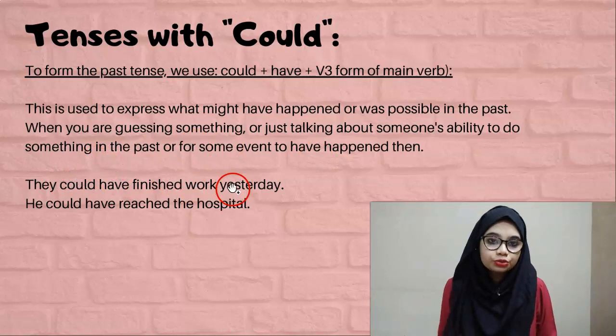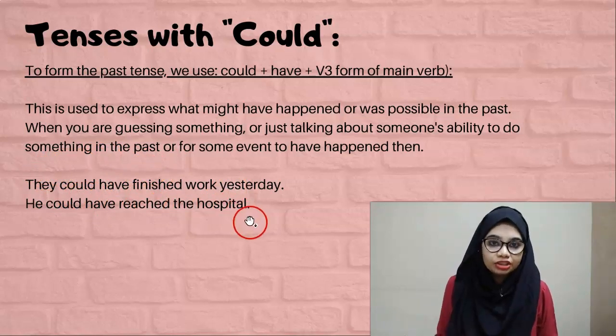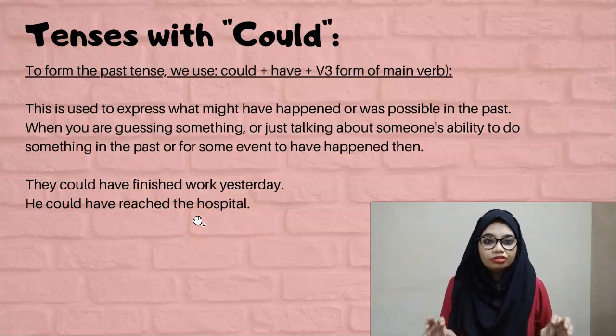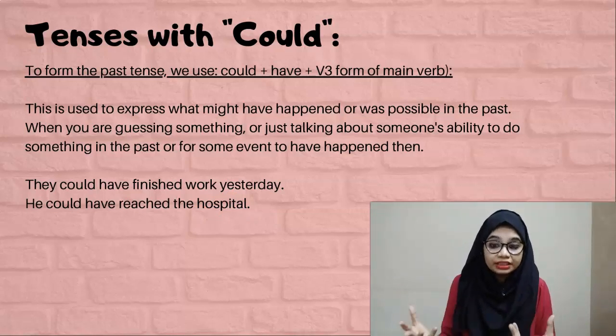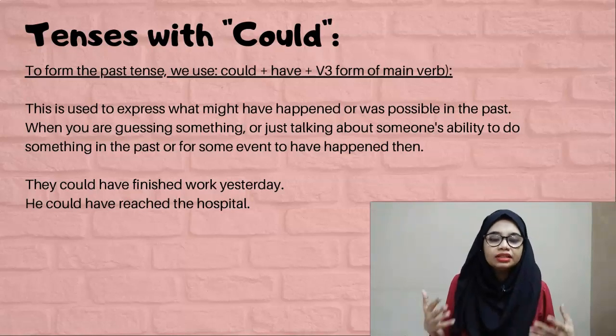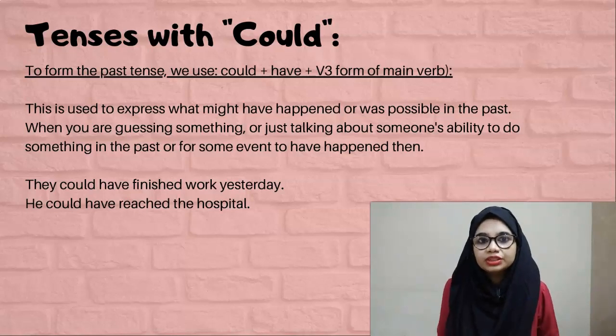They could have finished work yesterday. So could plus have plus V3. He could have reached the hospital. Could plus have plus V3. So you are thinking that this is what would have happened. This is what might have happened. You are guessing that this is what would have happened in the past. So this is the way you will frame the sentences when you are doing some guesswork about the past using could.